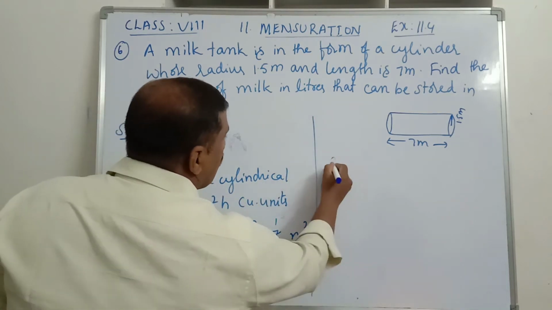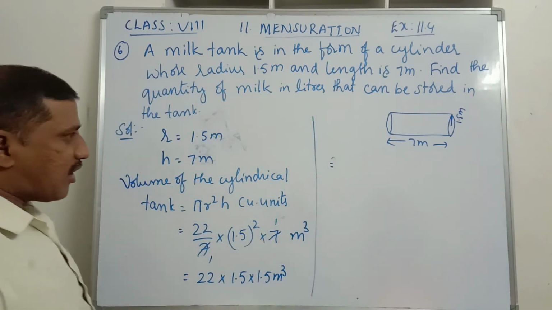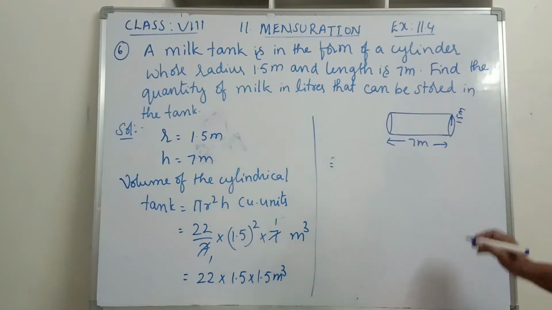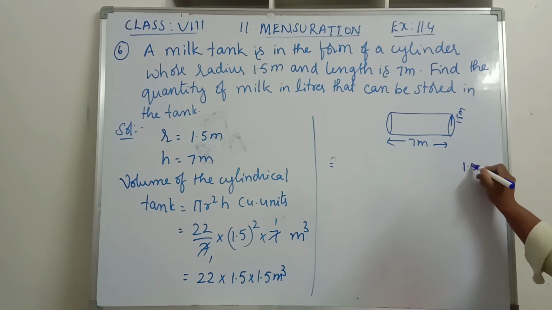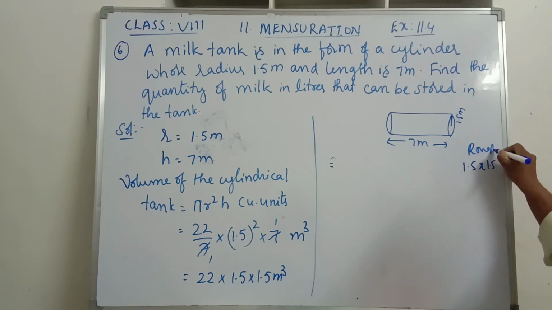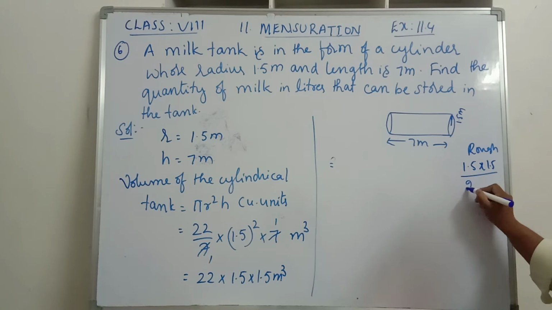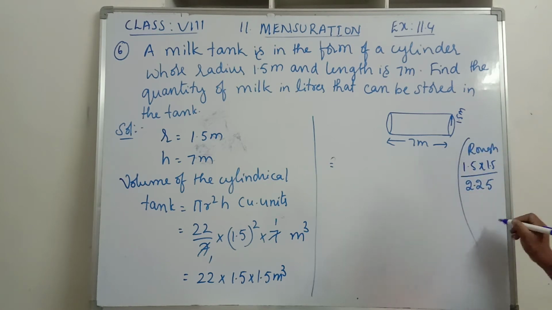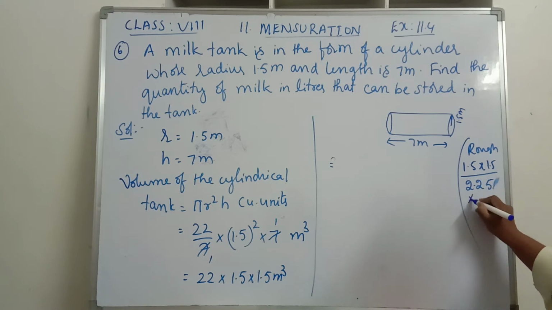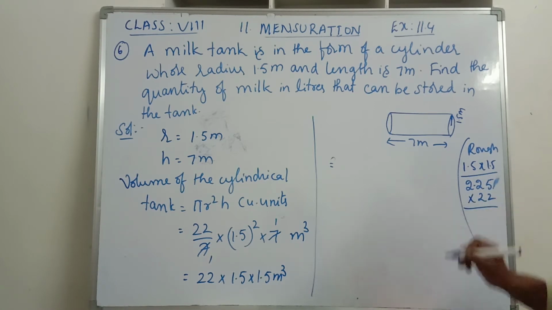Now you multiply this. 1.5 into 1.5 when you multiply, that is 15 into 15. This is rough work. Ignore the points and multiply both. 15 15s are 225. Now keep the decimal point after 2 digits. Therefore it is 2.25, and it is multiplied with 22. Now multiply with 22.